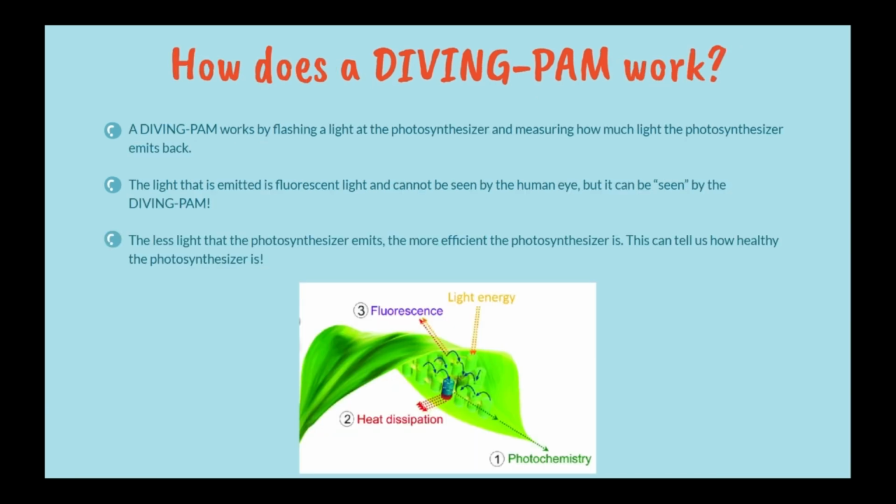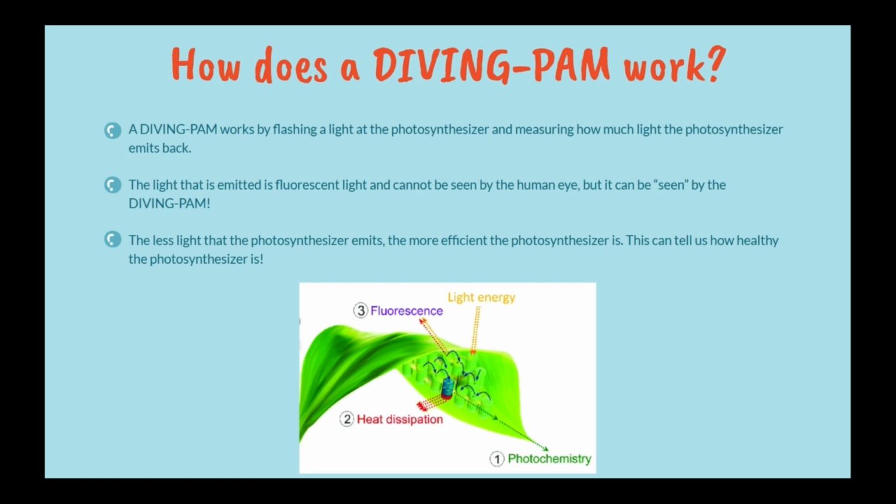To understand how a diving PAM works, we need to look at how energy in photosynthesizers is transferred. Light comes in and is used to create food for the plant, as we've seen before. This process can be called photochemistry, as it is here. Some of the light energy is lost as heat. The rest of the light energy is emitted back.